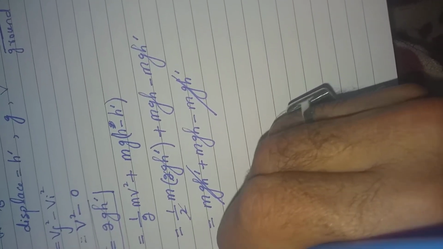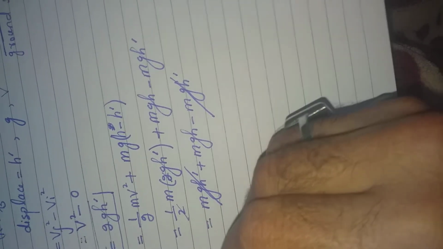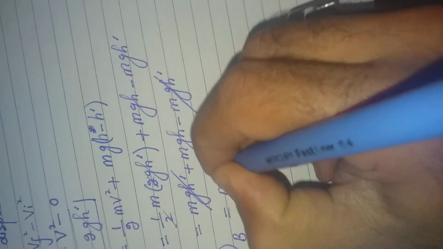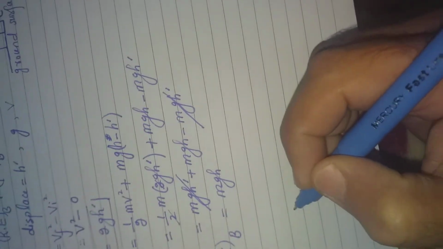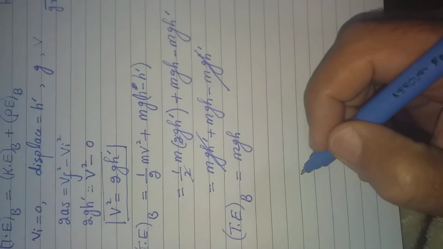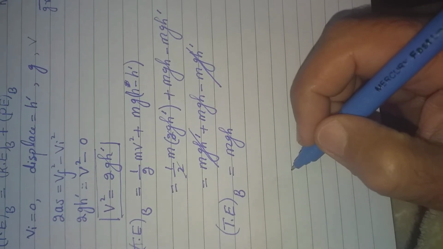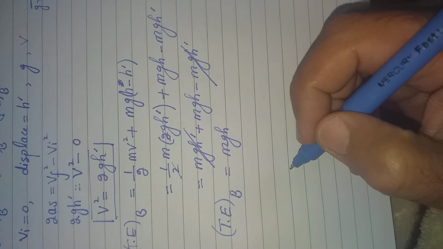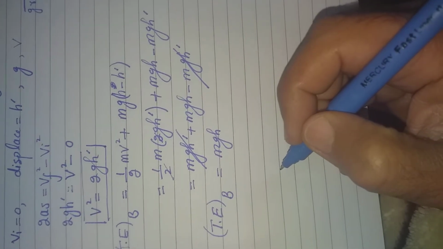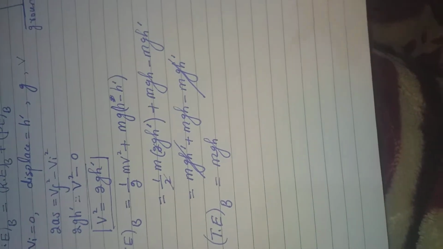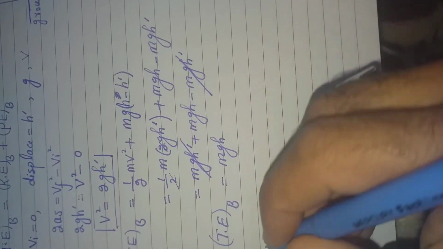So it means total energy at point B is again mgh, because we have studied in the first statement that energy can neither be created nor destroyed, but it can be converted from one form to another. And secondly, the total energy remains constant at any point. Now we are going to point C.